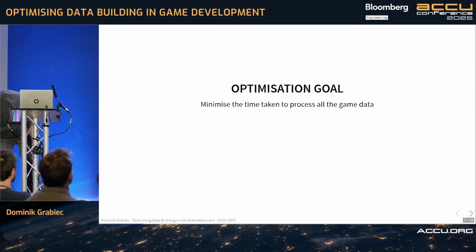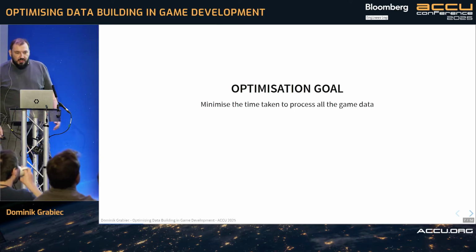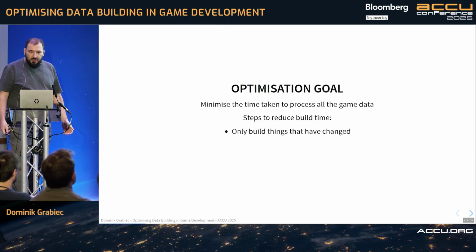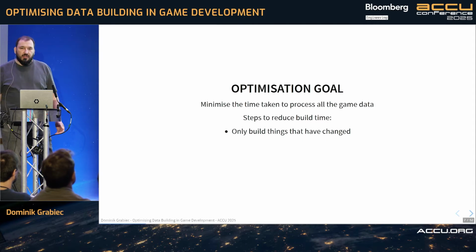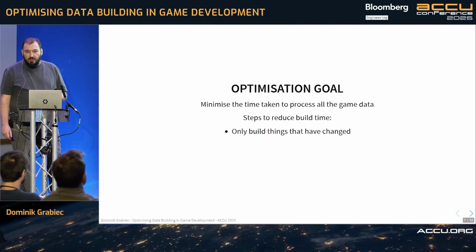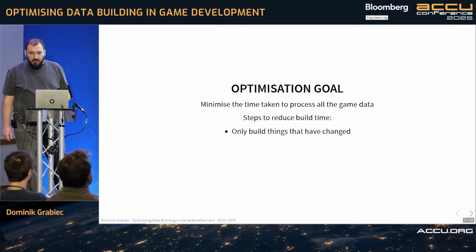So the goal of doing all this optimization work is to minimize the amount of time it takes to process all the data, or at least verify that no processing needs to take place. So how do we do this? Well, the first step is to only build things that have actually changed. Now, there are a few key points here. You need to keep a lot of dependency information, including the file names of things you process, the timestamps of those files, and also the hashes of those files.